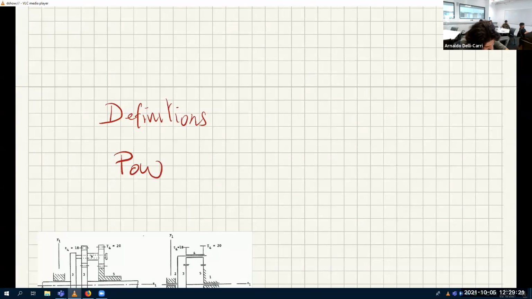Power, W dot, is torque times omega. For torque, I'm not using T because we have too many T's already. Number of teeth, small t, capital T. So let's not get confused. Let's use L for torque.